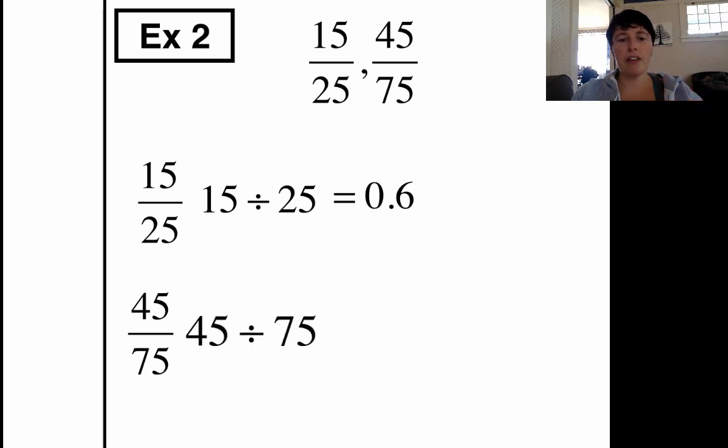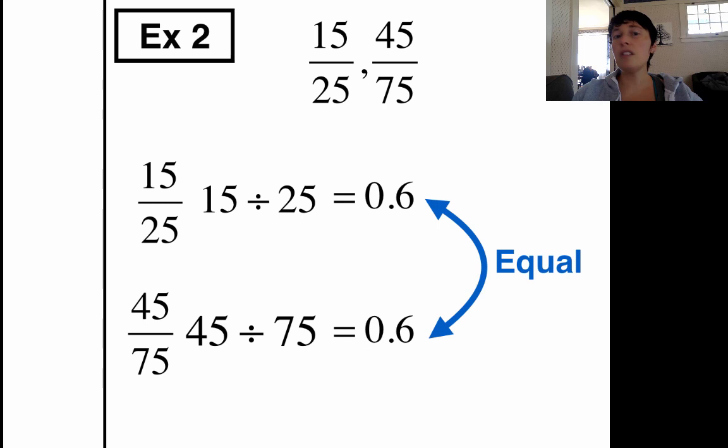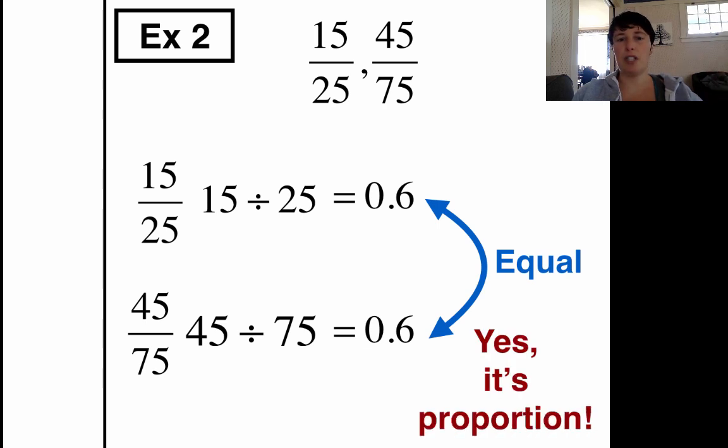And then I'm going to do 45 divided by 75 in my calculator. And I'm going to get 0.6. Same decimal. They match up. What does that mean? They're equal. This is, yes, a proportion. We found a proportional relationship.